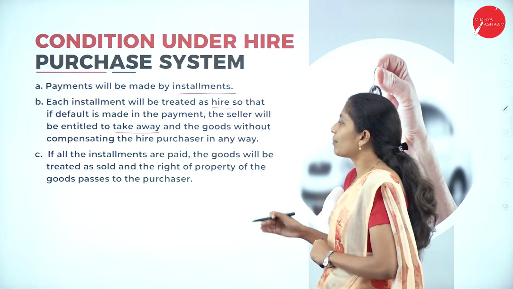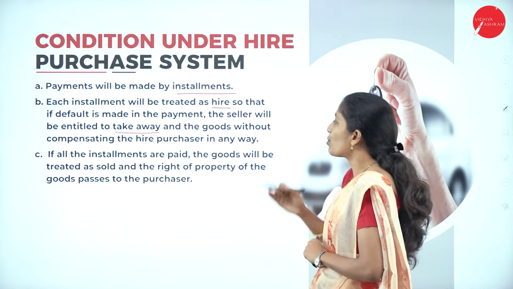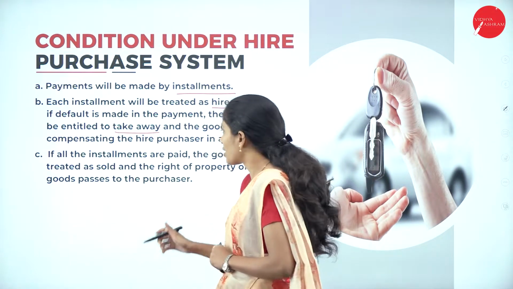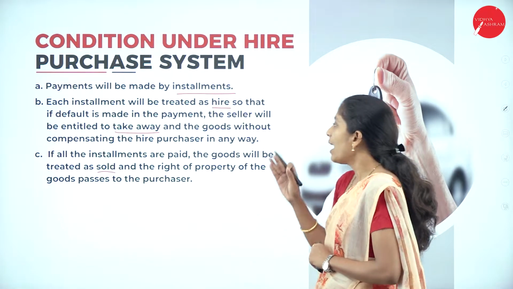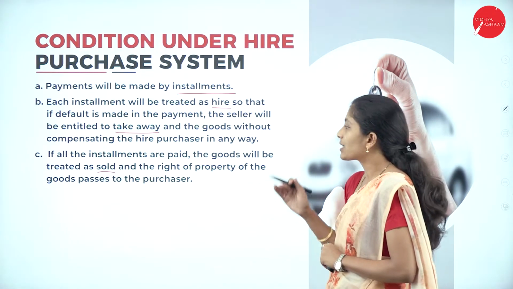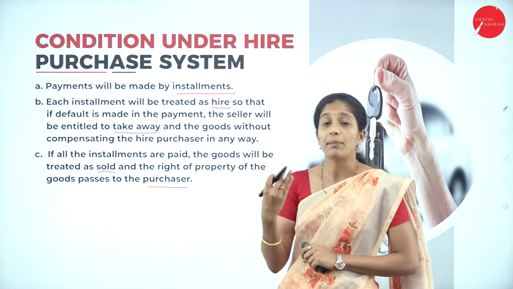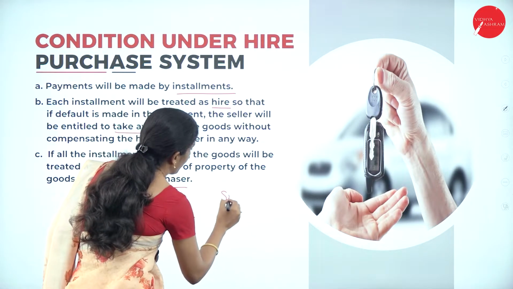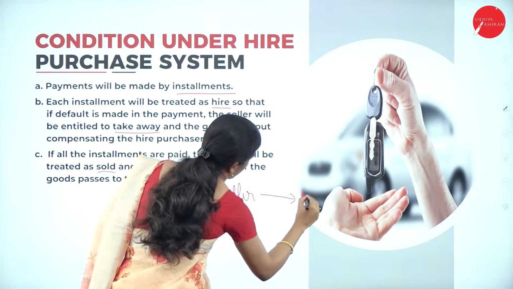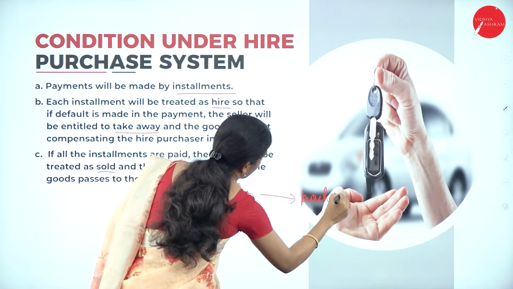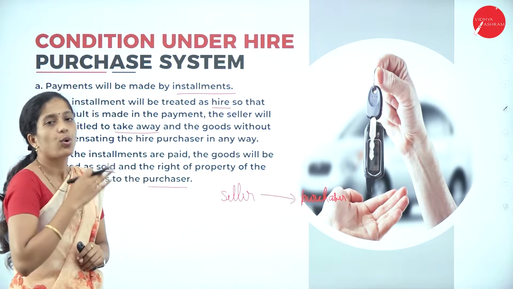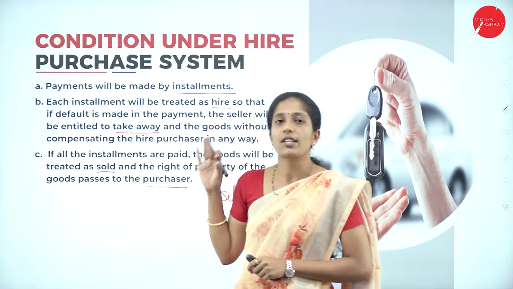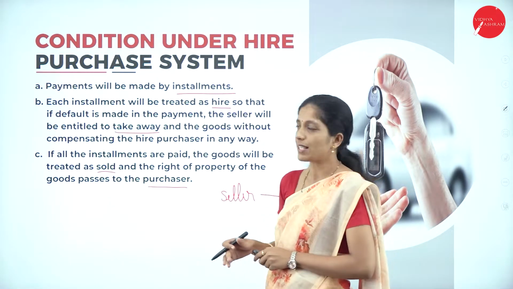Next, if all the installments are paid, the goods will be treated as sold. So after making all the installments, only then is it treated as sold, and the right of property of the goods passes to the purchaser. After making the last installment, only then does the ownership transfer from hire seller to hire purchaser. So these are the conditions that have to be remembered during the hire purchase system.